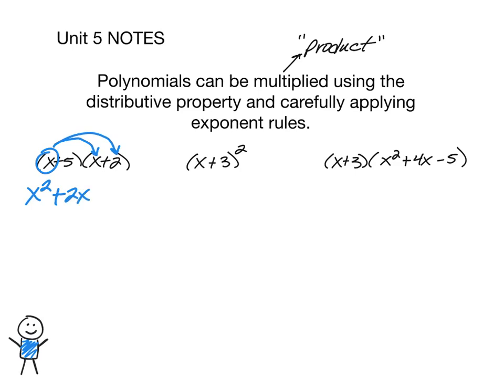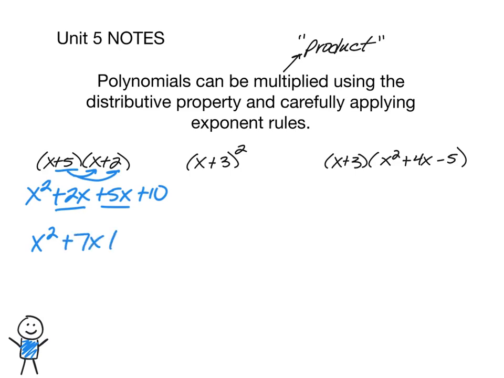Don't forget though, you've got to come back and also distribute the second term on the left side, which was a positive 5. So we've got to distribute that term to both of the components of the right polynomial. 5 times x is 5x. 5 times 2 is 10. Don't forget to look for any like terms that can be combined. My final product here would be x squared plus 7x plus 10.